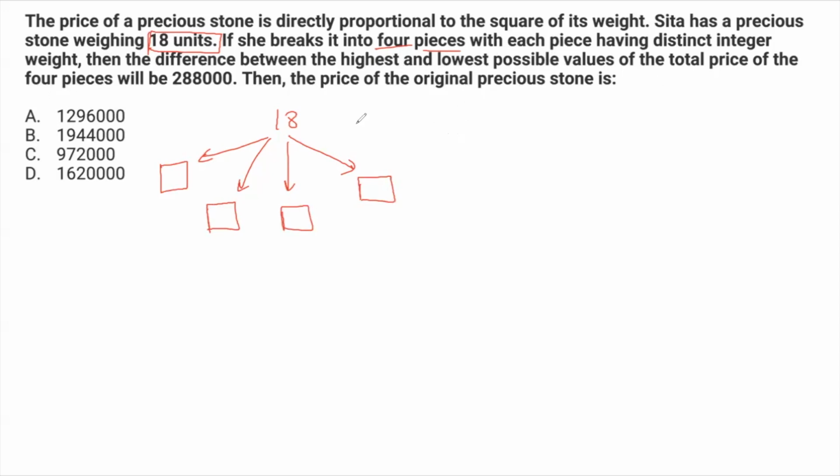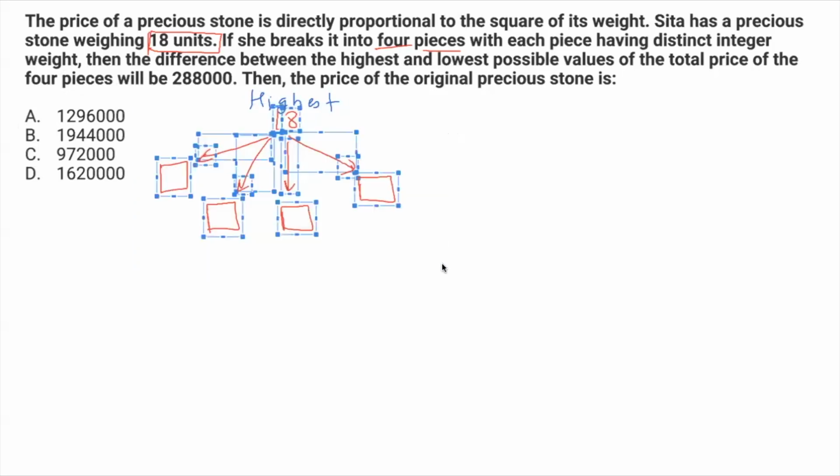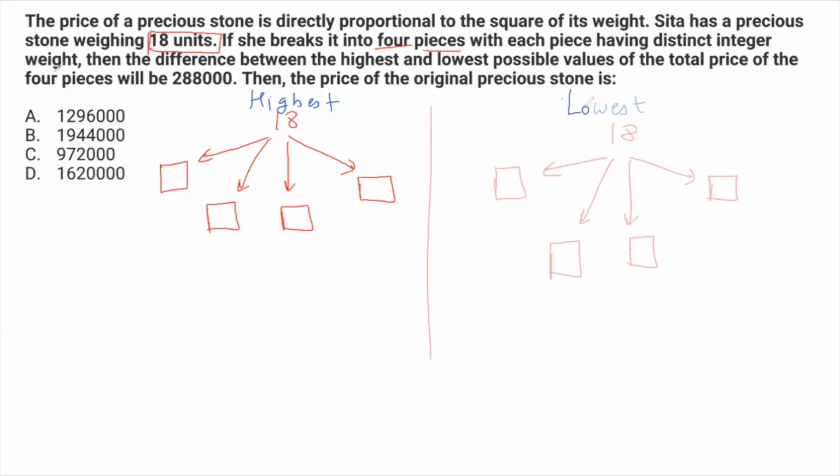Basically, we have to consider 2 cases. The first case will be when the total price of the 4 pieces will be highest, and the second possibility is when the total price would be lowest. Now observe guys, the sum of the 4 integers should be 18, and we have to distribute 18 among 4 distinct integers.